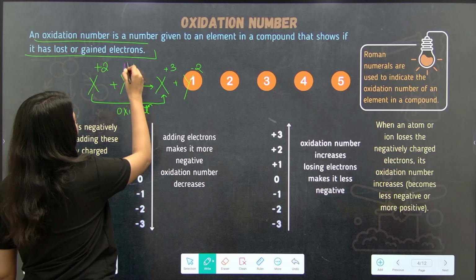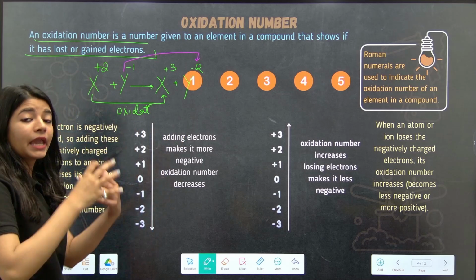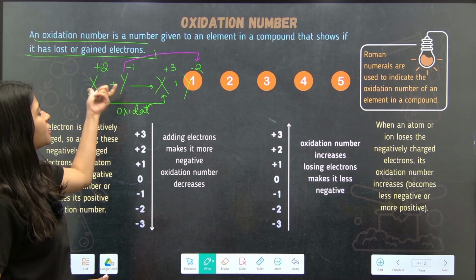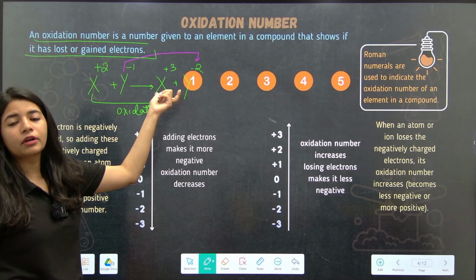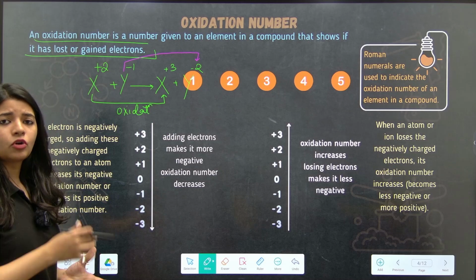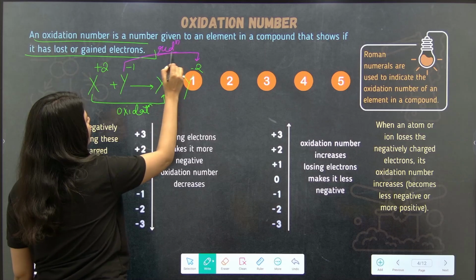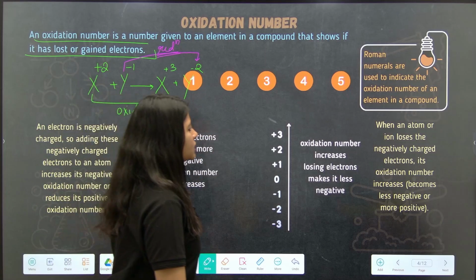And in case of Y, what can I say for the Y? So here, because it has gained electrons, initially it was in -1 oxidation state, later on it got into -2 oxidation state. It means it has gained electrons in this process. Hence, I can say that reduction is taking place over here. I hope this is clear.